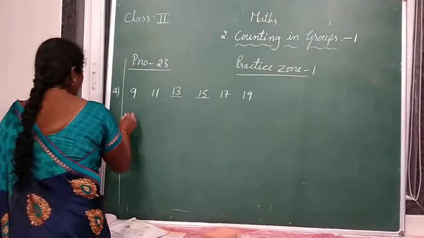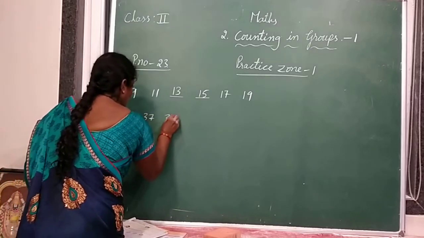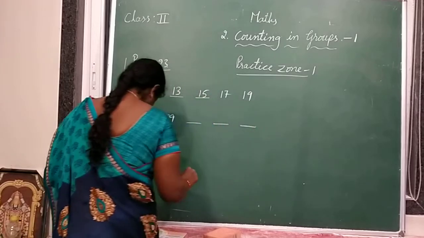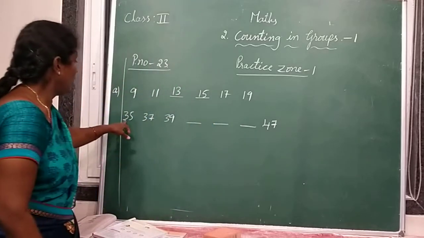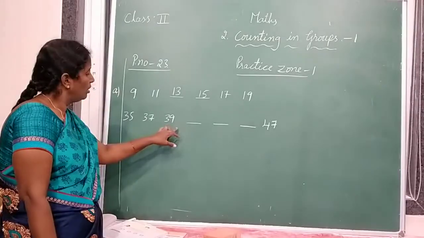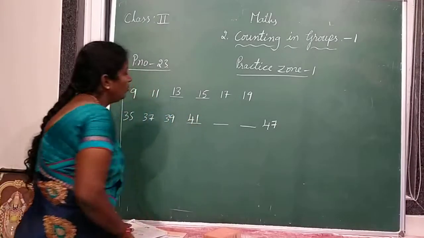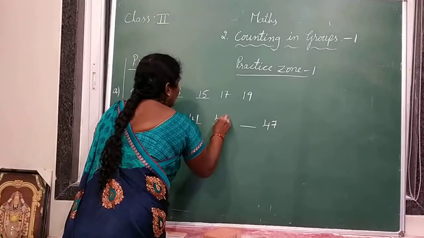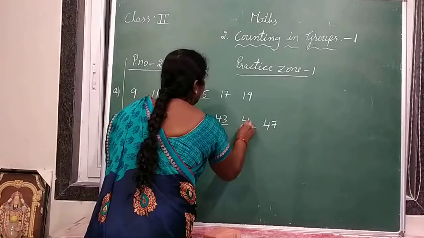Similarly, say the answers of these: 35, 37, 39, 47. So 35 after, 36, 37, 38, 39. Next, very good. It is 41. 41 after, 42, 43. Again leave 44 and 45.